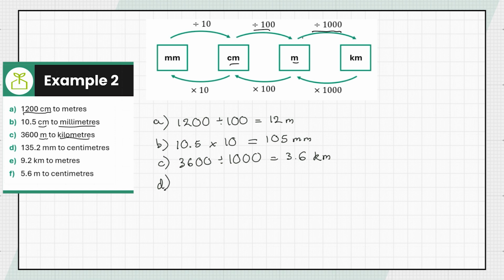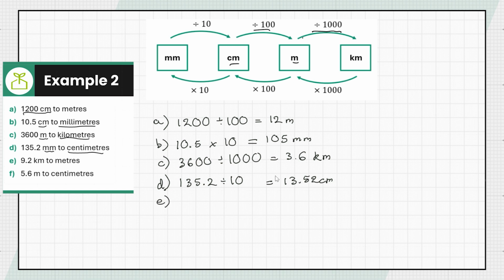Alright, for D, we're going from millimeters to centimeters, so small to large again. We need to first divide by 10. So 135.2 divided by 10. Dividing by 10 just means shifting the decimal place 1 space to the left, and what you'll be left with is 13.52 centimeters.